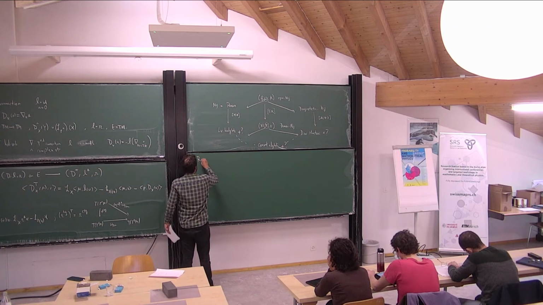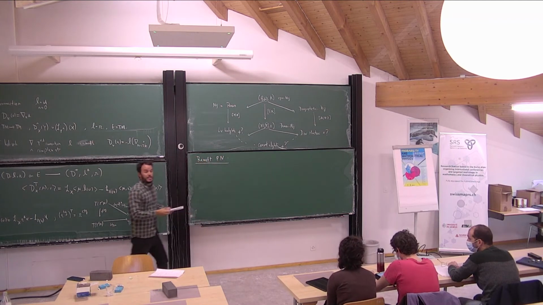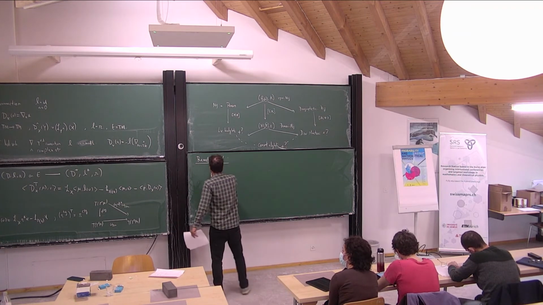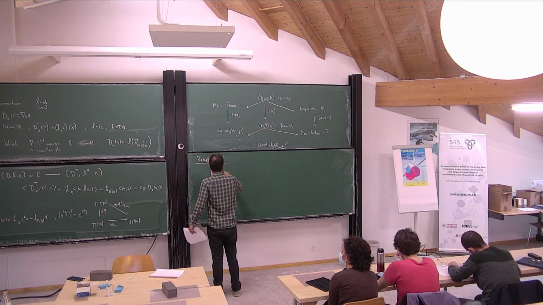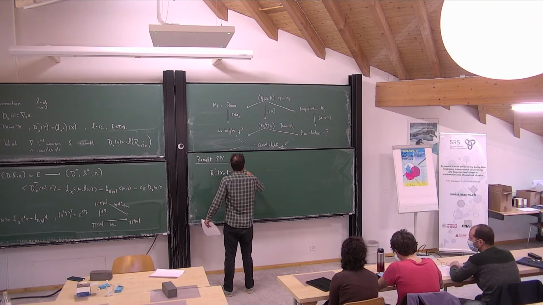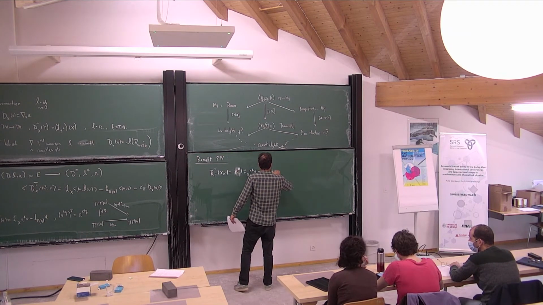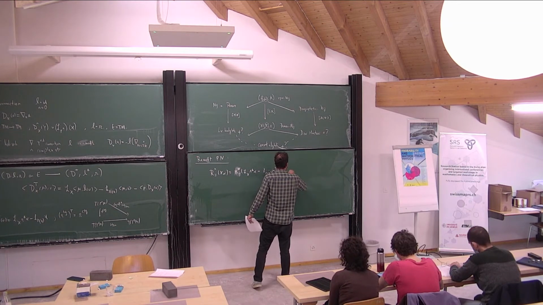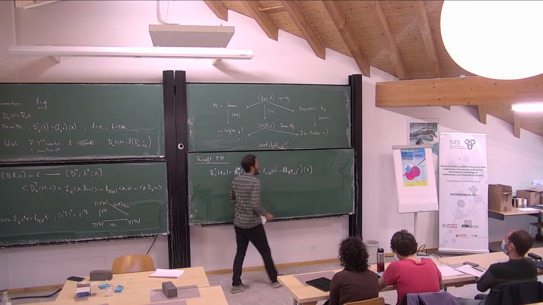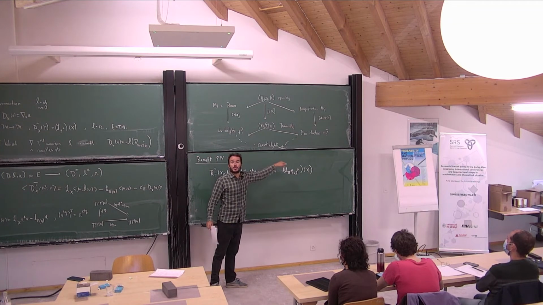So let's revisit Poisson-Nijenhuis with this gadget. Okay. So remember, the concomitant was something like, there was this kind of strange expression. But now with these derivations, I can see this just as some kind of commutation relation, okay?